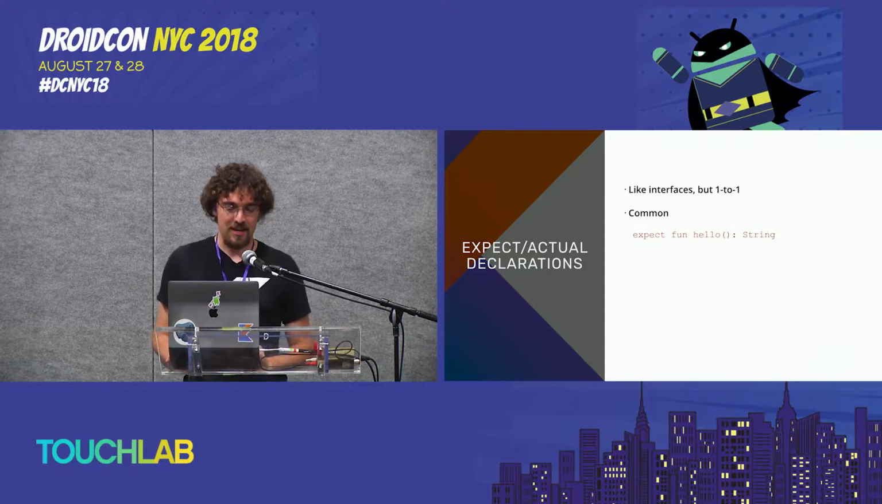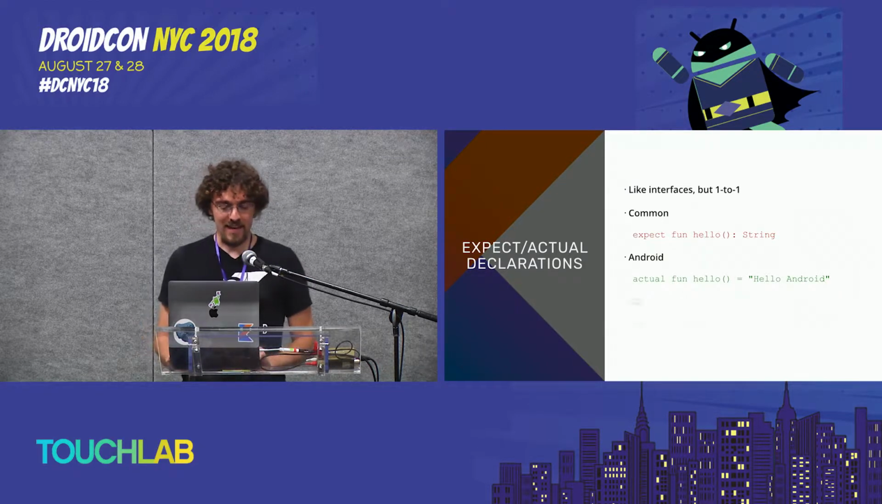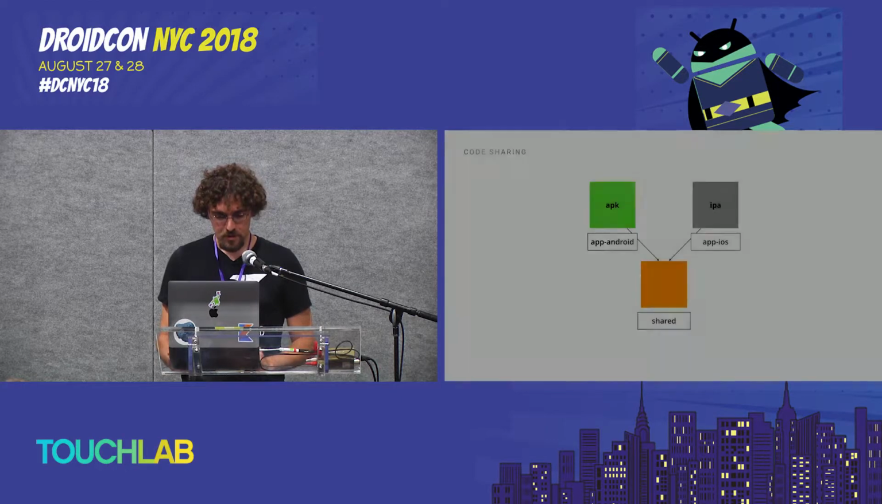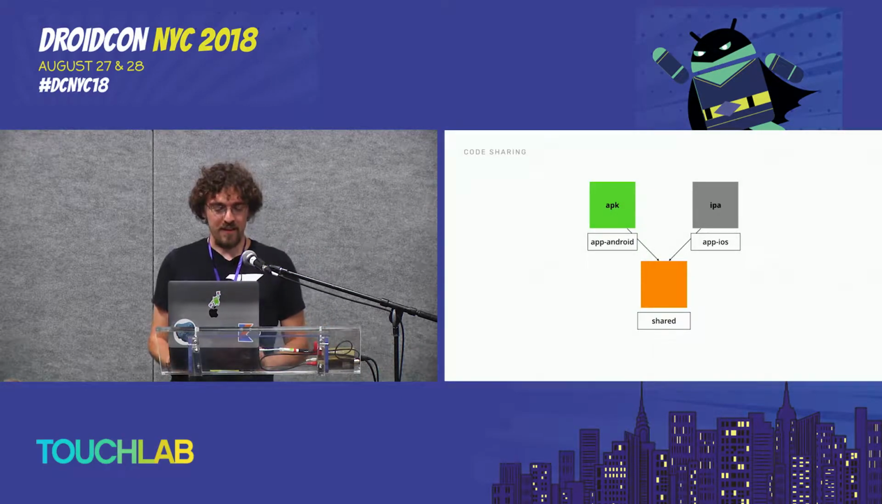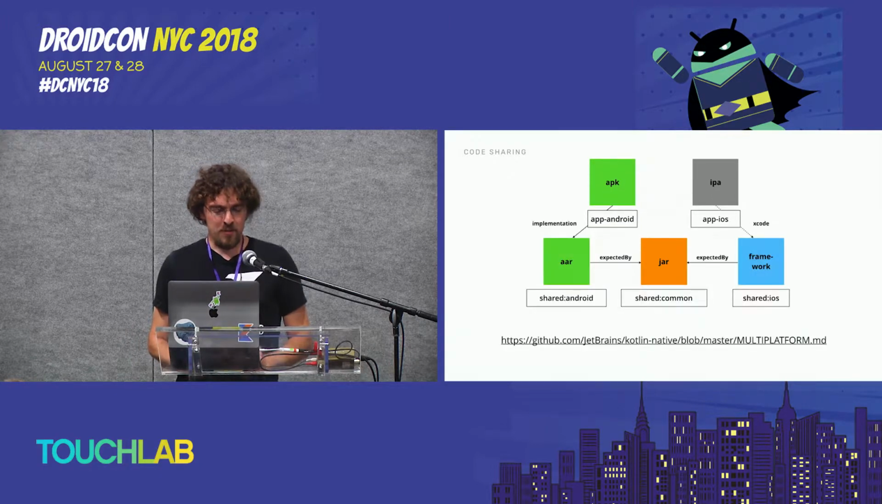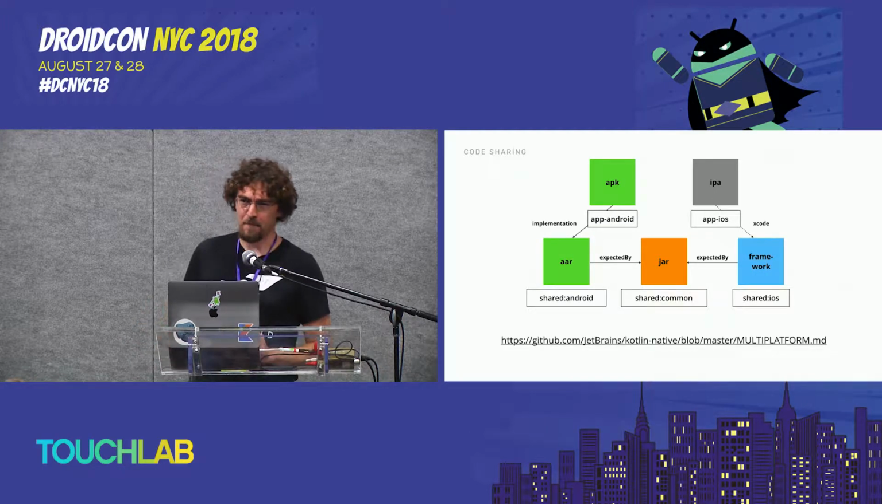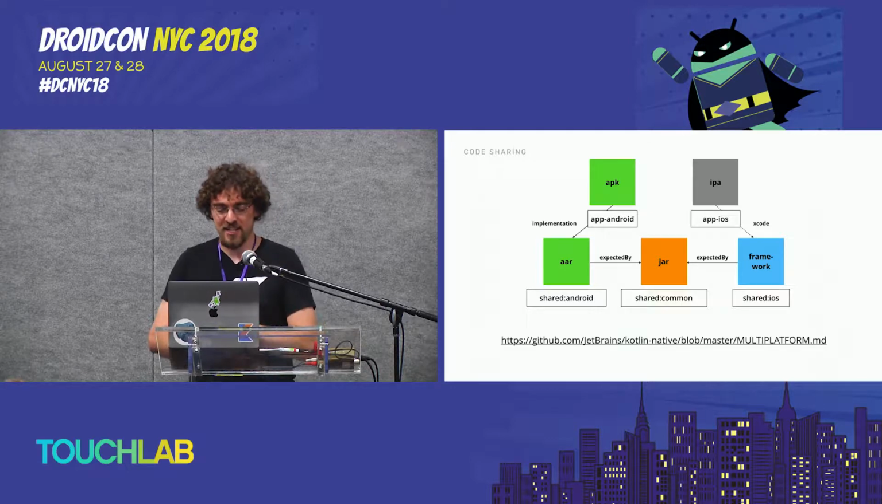And what that looks like is I might have in my common code this function defined with an expect declaration. And I use the actual keyword on Android and iOS, and I can give it two different implementations based on whatever I need for that platform. So with all of that there, this simple picture that we started from ends up looking a little bit more complicated, but we can talk through this and digest it.